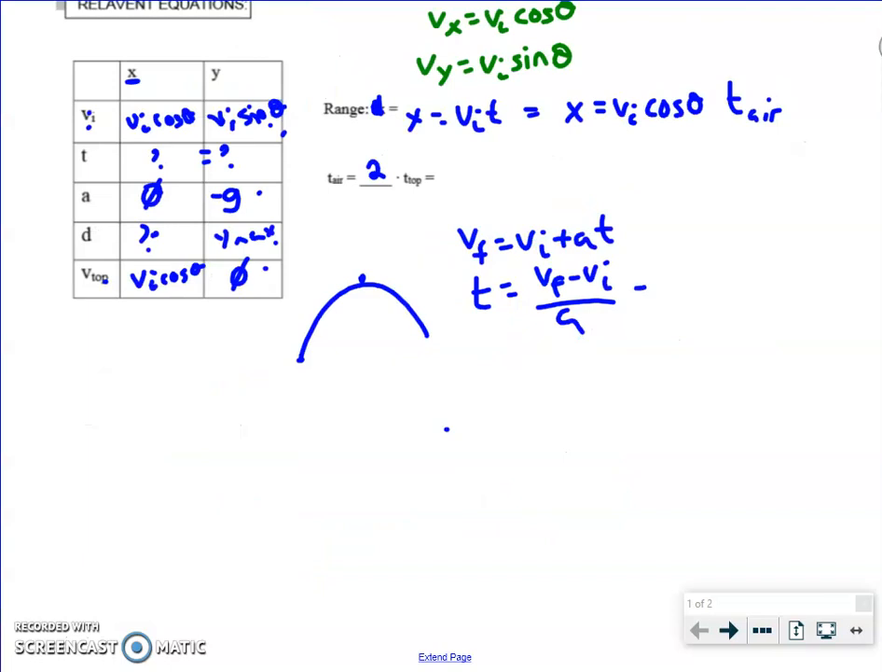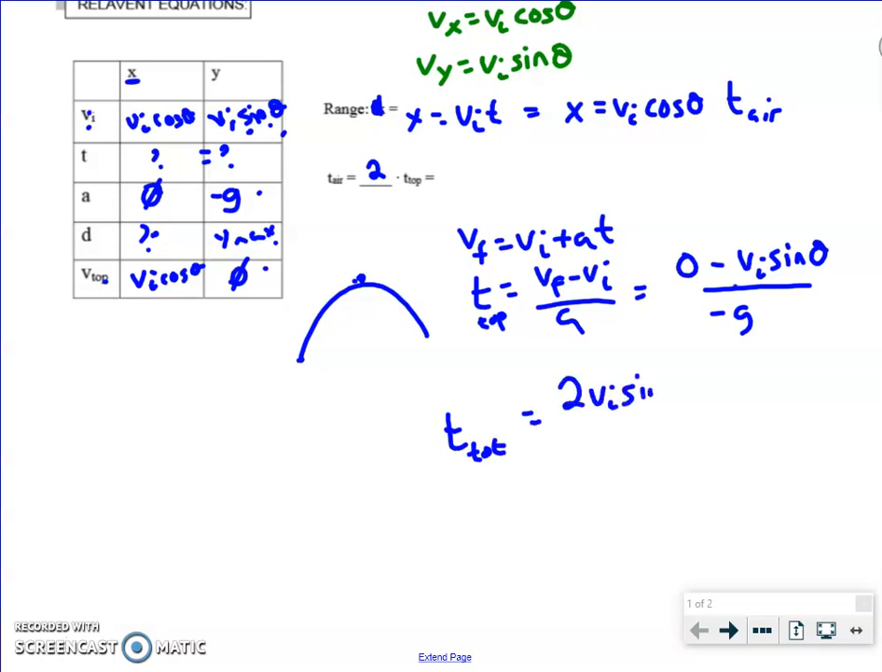Now I can substitute in what's going on here. Vf is 0 minus, what's my Vi? Right here, Vi sine theta, divided by what's my acceleration? Negative g. Now that's just the t to the top, right? Because to the top our Vf is 0 vertically. So if I want the total time, t total, is simply twice this. So that's equal to 2 times Vi sine theta all over g. And the negatives cancel out. That's why I did that.